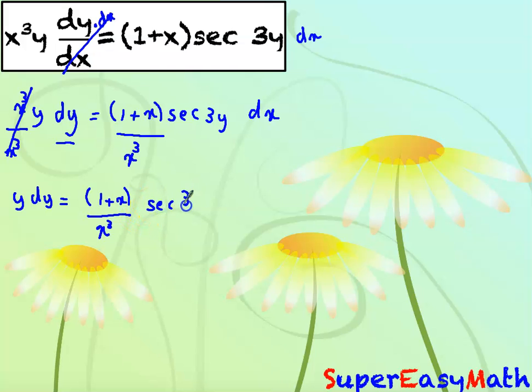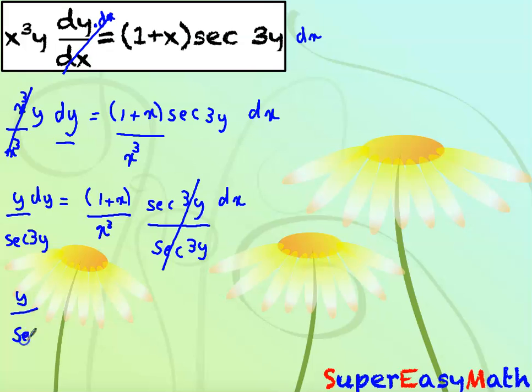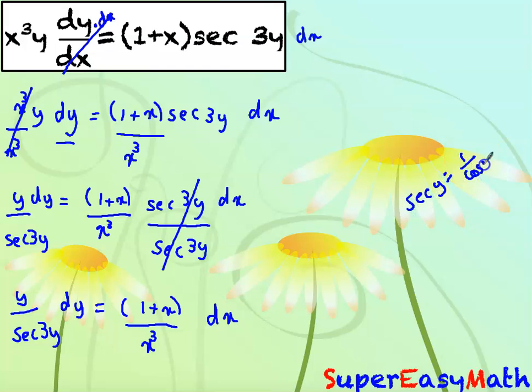secant 3y dx. Here we have dx and a term contain y, so we have to remove it also. So divide by secant 3y both sides. So we will get y over secant 3y dy equal to 1 plus x over x cubed dx.